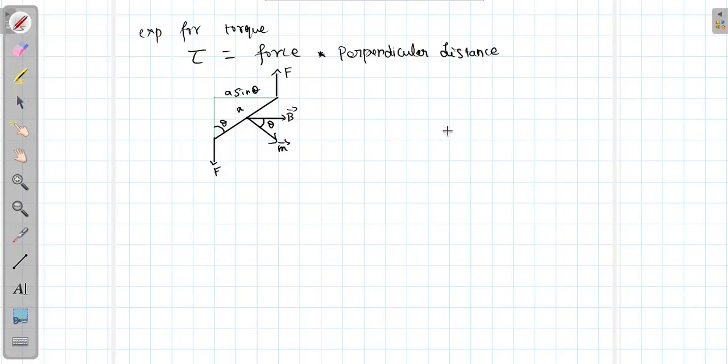Perpendicular distance, how do we easily calculate it? One force is in this particular direction, another force is in this particular direction. This exact distance is called the perpendicular distance. This is R perpendicular. The distance between the two forces is called R perpendicular.